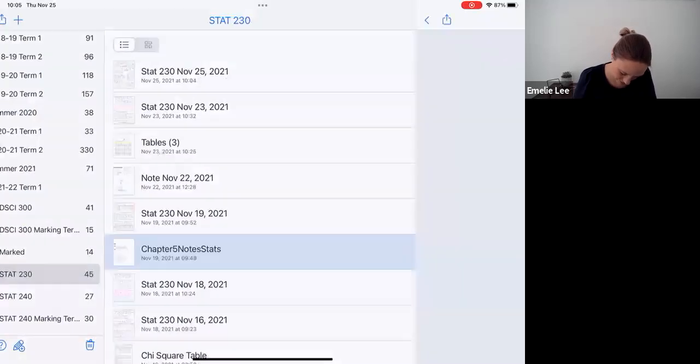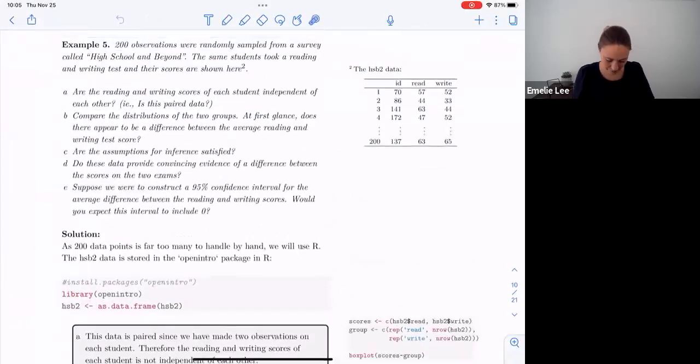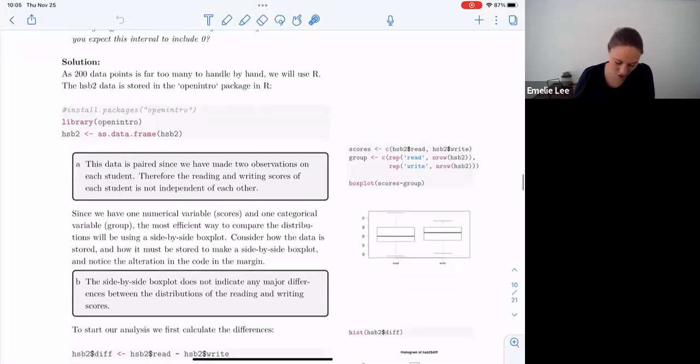Where are those? Here. So here, if you want to play around with the data, it's actually stored in the openintro package. So you would have to install the package called openintro and then call the library openintro. But this data is actually stored in HSB2. Okay, and so we can do things like, and I've shown you the code for doing all these things, the kind of basic things. And so we can make a box plot, right?